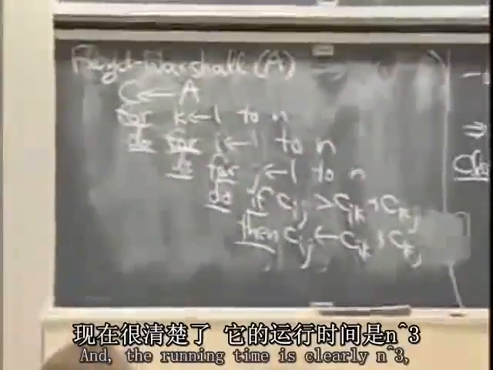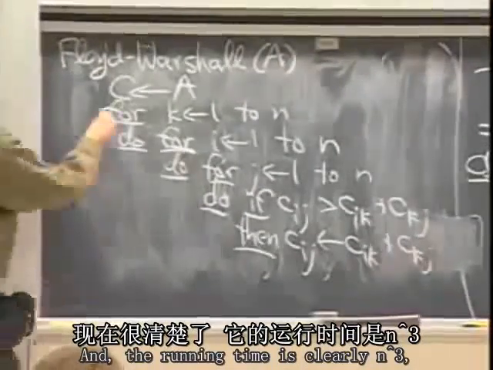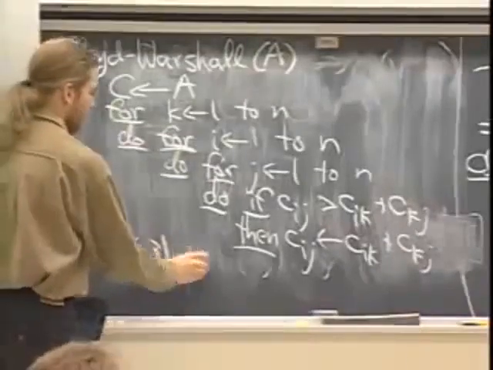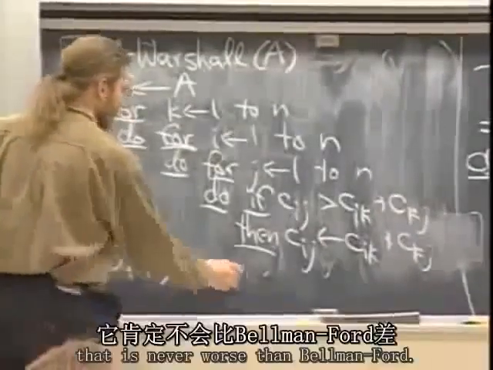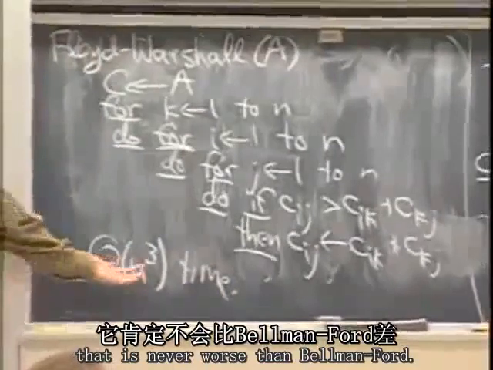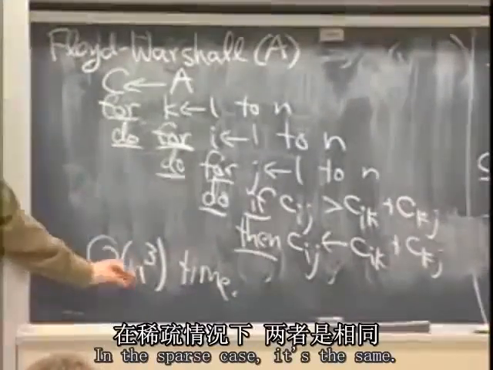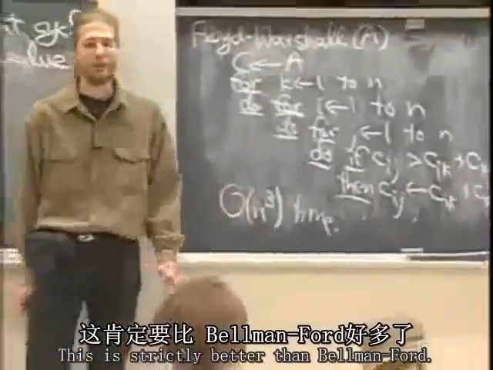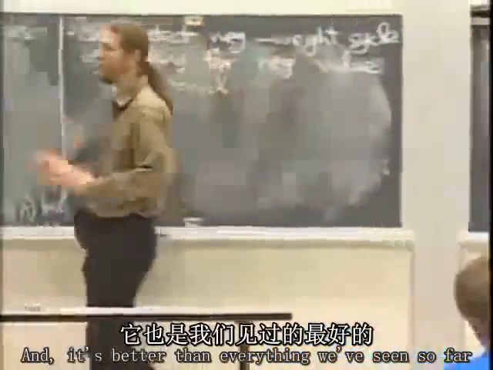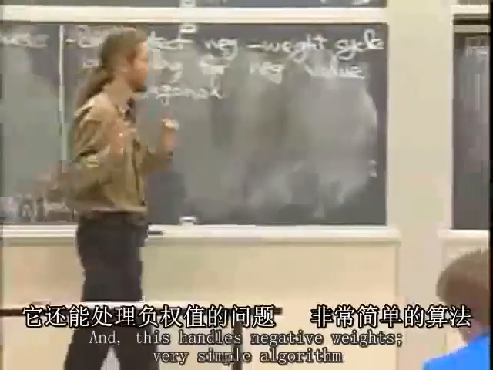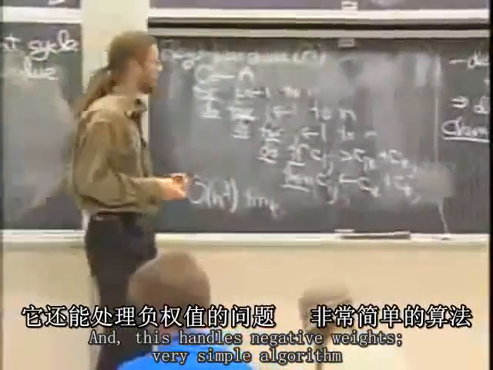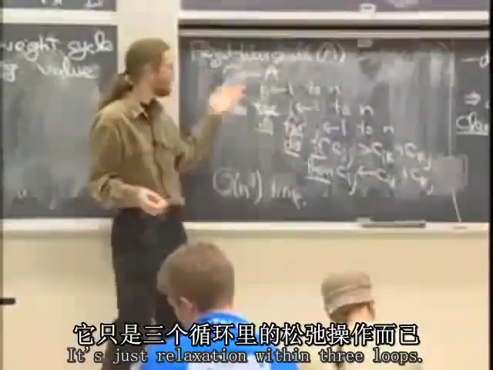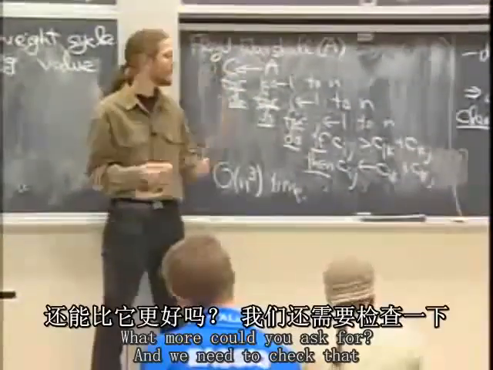And the running time is clearly n cubed. 3 nested loops, constant time inside. So we're finally getting something that is never worse than Bellman-Ford. In the sparse case, it's the same. In anything denser, if the number of edges is superlinear, this is strictly better than Bellman-Ford. And it's better than everything we've seen so far for all pairs shortest paths. And this handles negative weights. Very simple algorithm, even simpler than the one before. It's just relaxation within 3 loops. What more could you ask for?